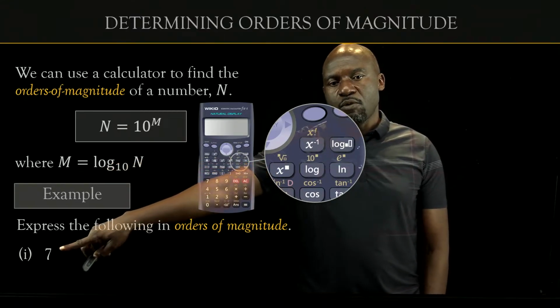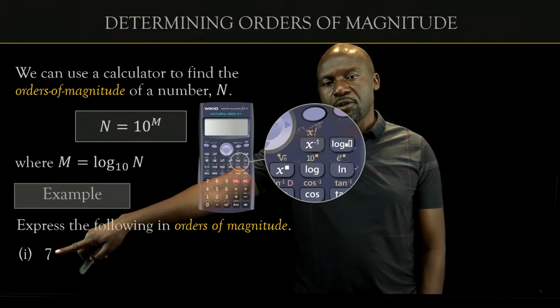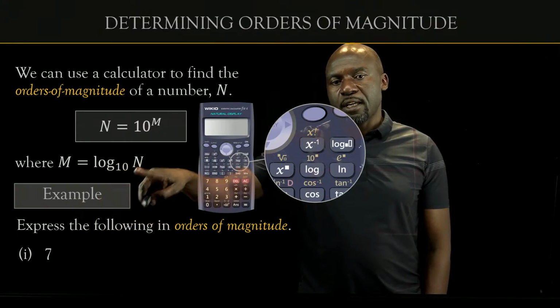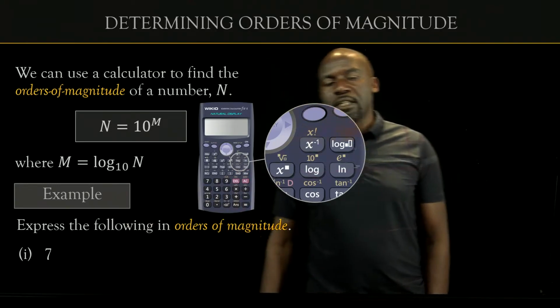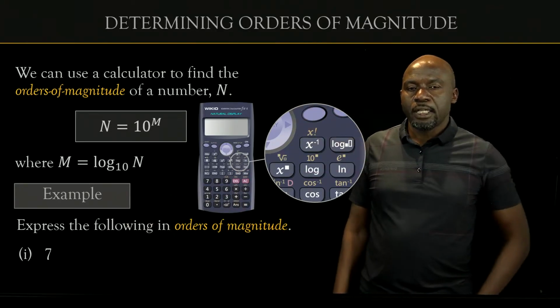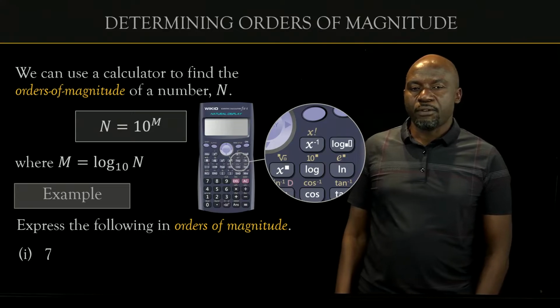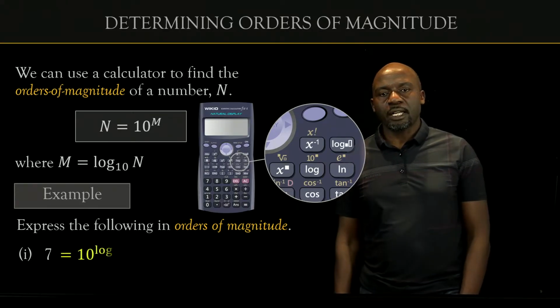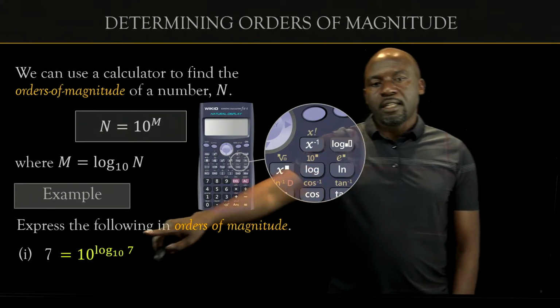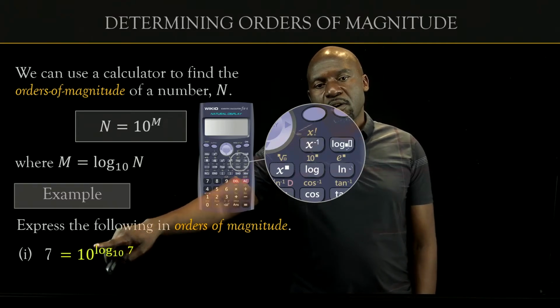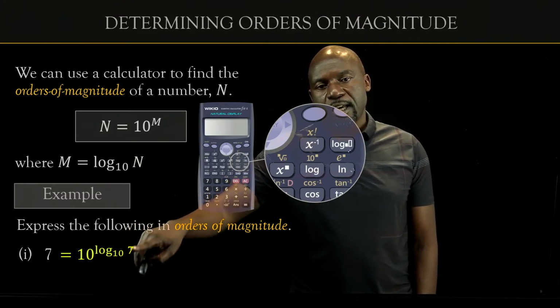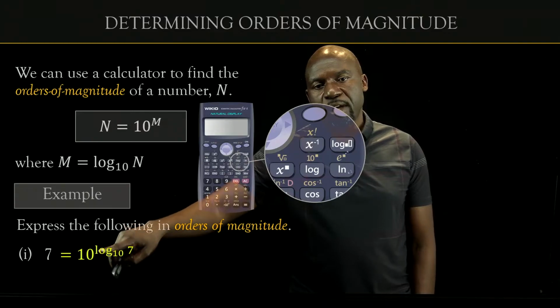This is the number that we want to express in orders of magnitude. So find its log to base 10. If you do that, I think it's 0.848, I think 748 or something like that. So we need to write this as 10 to the power of log to base 10 of 7. This is going to be our value of m there.